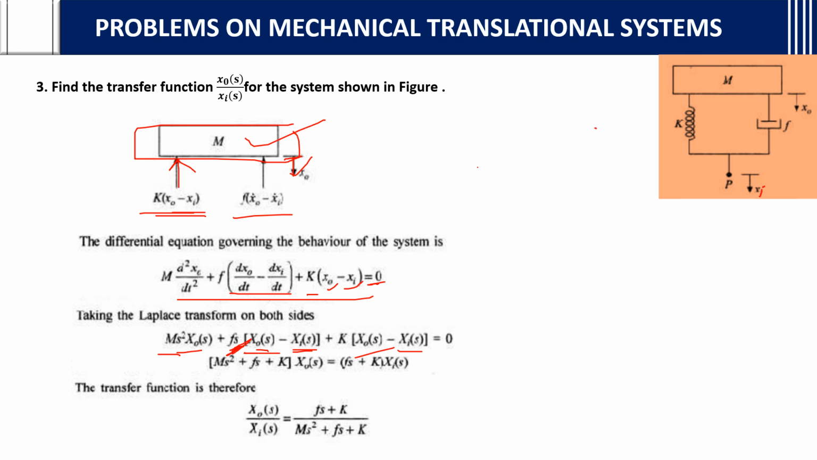Then what will you do? You will take x0 of s as common. Why? Because we want x0 of s by xi of s. If you take x0 of s common, you will get ms square plus fs plus k, into x0 of s. We send the xi of s term to the right side. Then you will get fs plus k into xi of s. The transfer function that you want is x0 by xi of s.